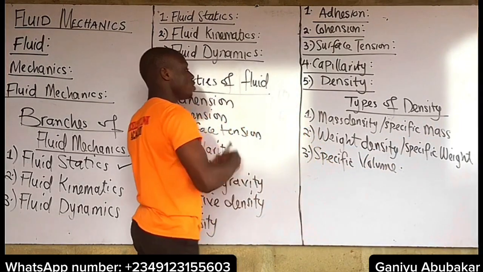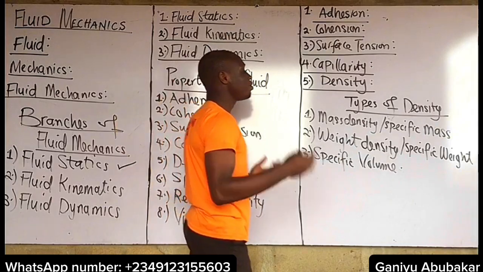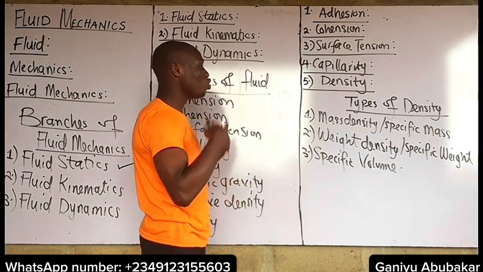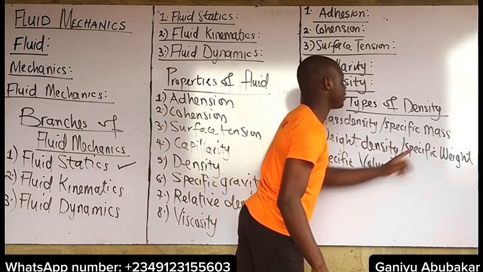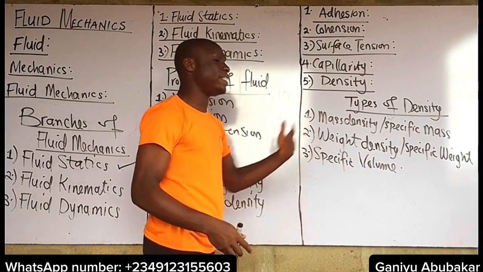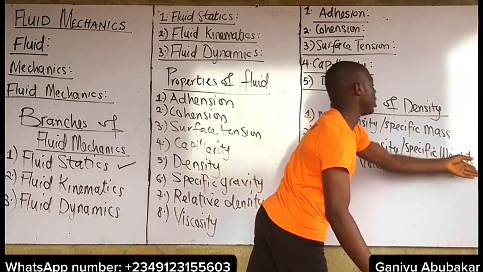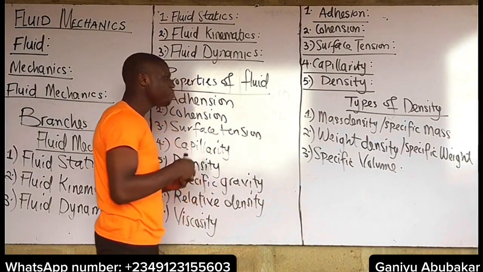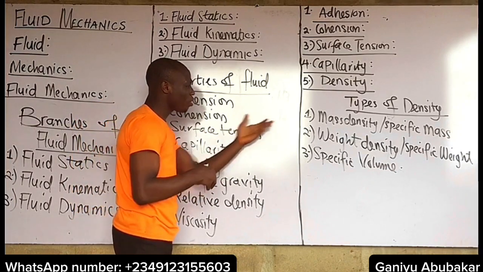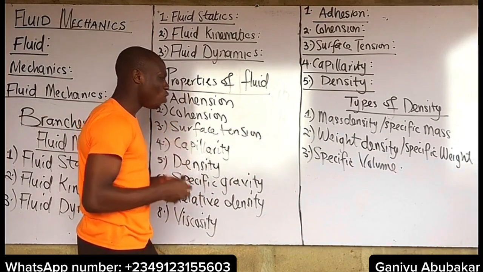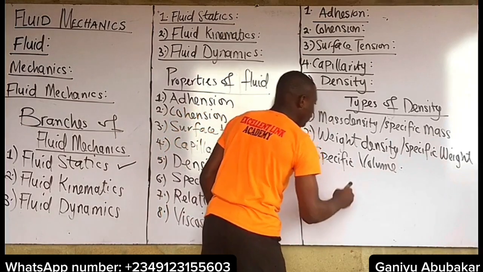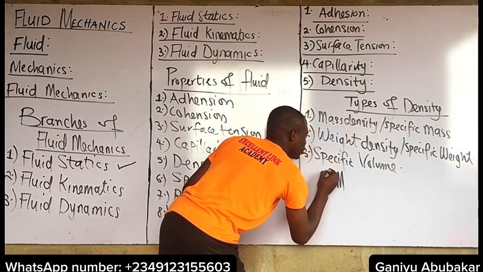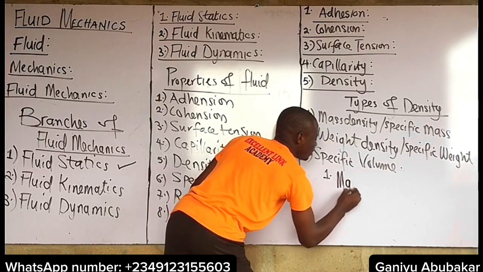Alright, so note that there are about 3 types of density. Number 1 is called the mass density, also called specific mass. Number 2 is called the weight density, also called specific weight. And lastly, we have specific volume. Let's define these types one after the other. Let's start with specific mass, or perhaps mass density.